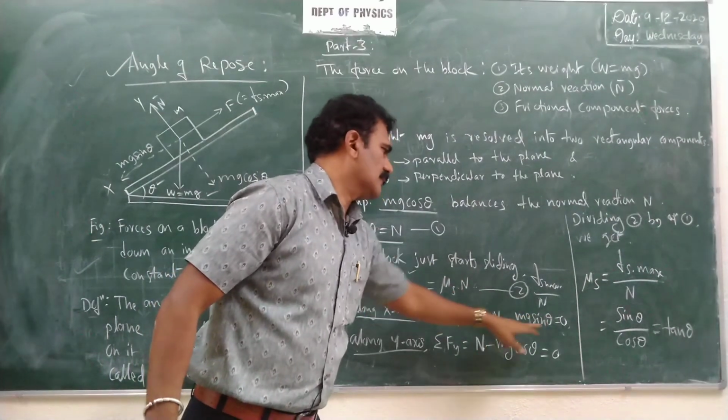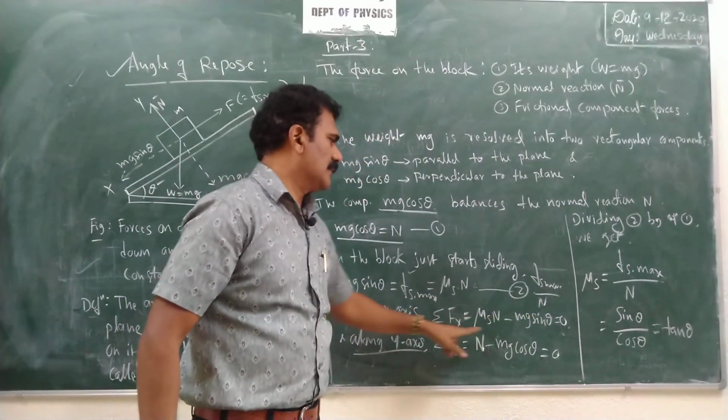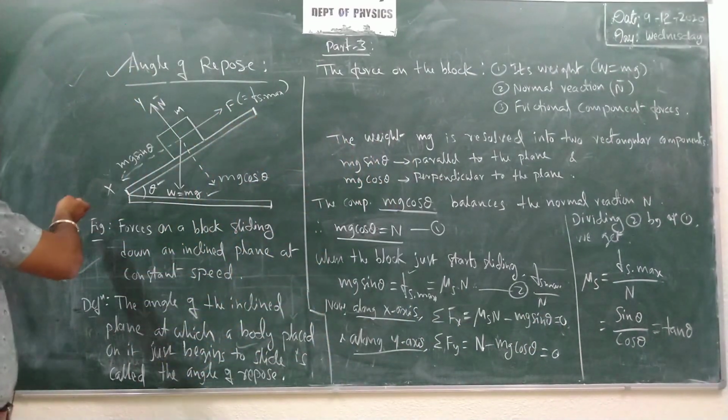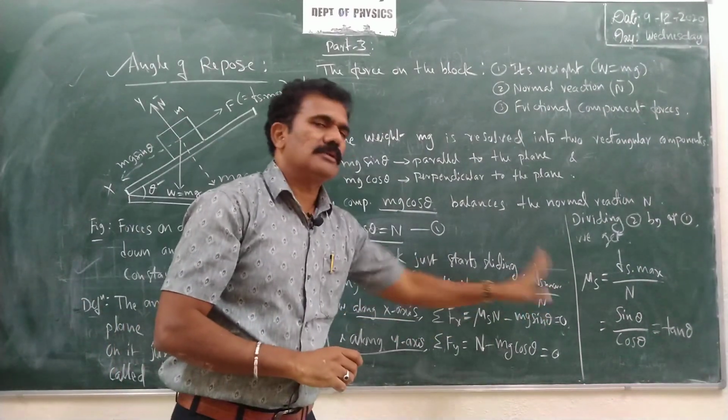So when these two forces are acting in opposite directions with equal magnitude, we can say sigma fx is equal to 0. That means along the x-axis there is no movement. The body is not moving along the x-axis. So sigma fx is equal to 0.